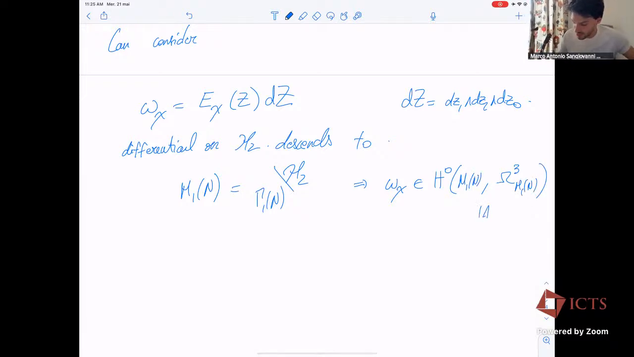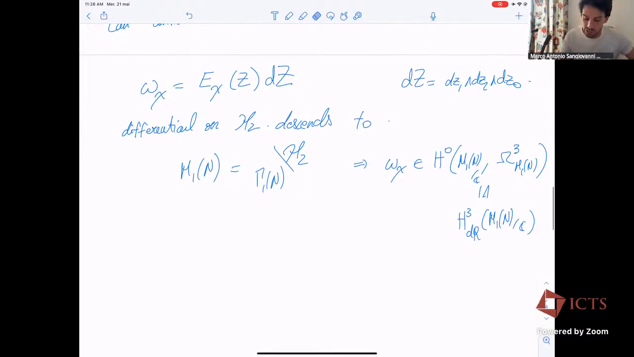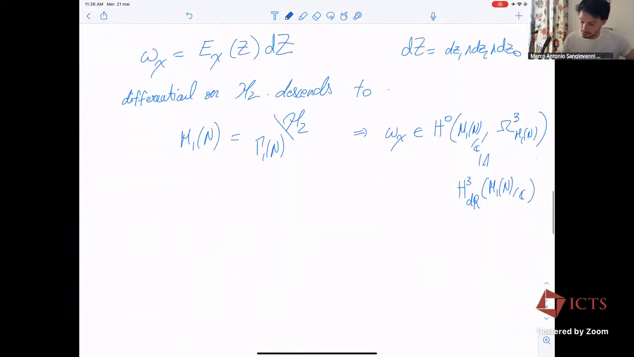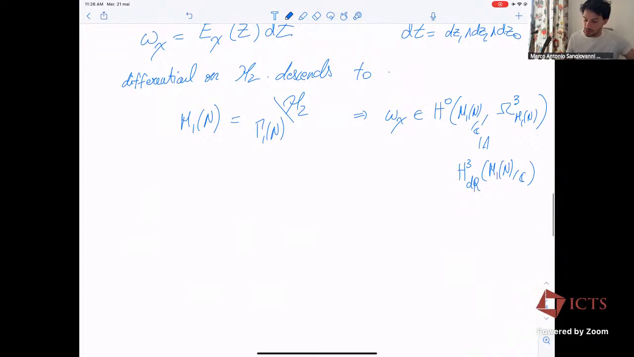And I can view this class inside the de Rham cohomology of M1 of N. Let me stress that this is over C, because these M1 are the complex points of an algebraic variety that's defined over C. I mean, since I've taken Sp4 over an abelian extension of Q, it's the complex points of an algebraic variety defined over a number field, the Shimura variety for Sp4.